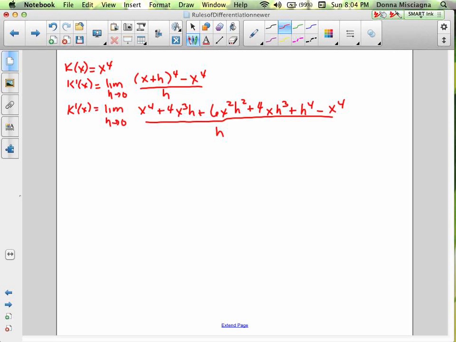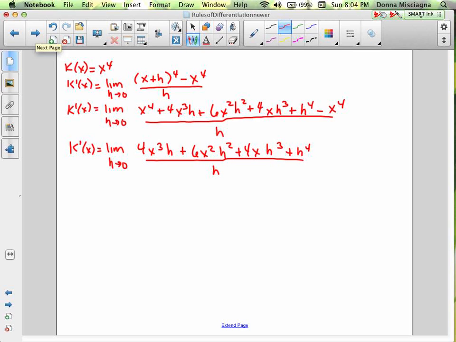All right, and let us cancel out those x to the 4ths. So we have k prime of x equals the limit as h approaches 0. We're left with 4x cubed times h plus 6x squared h squared plus 4x. Wait, make sure I wrote everyone down right. I didn't miss anybody. 6x squared h squared, yeah. 4x h cubed plus h to the 4th.